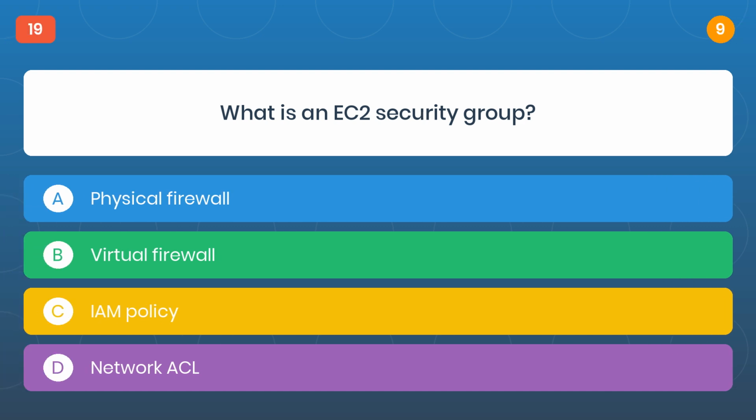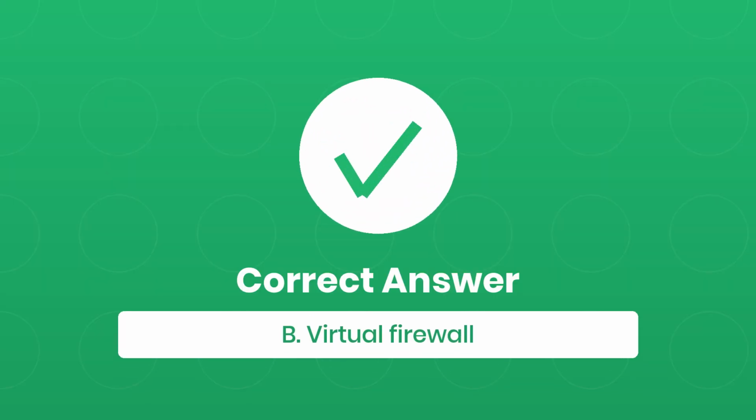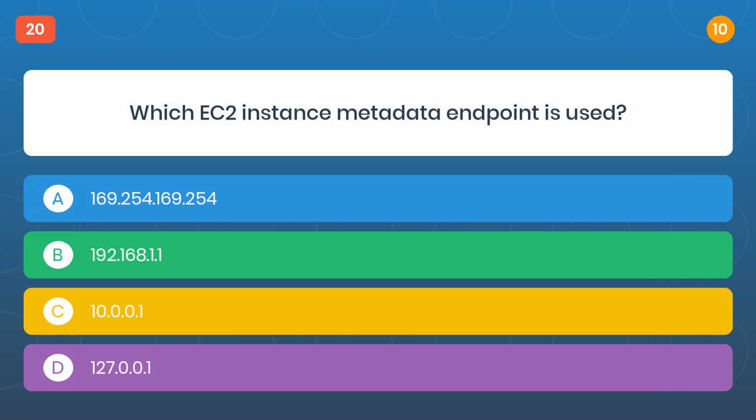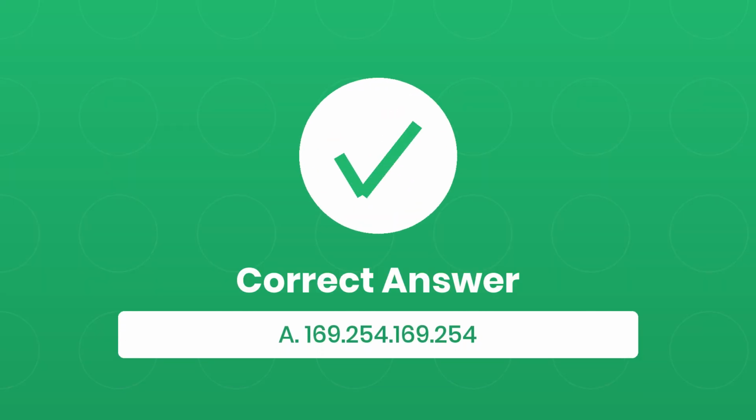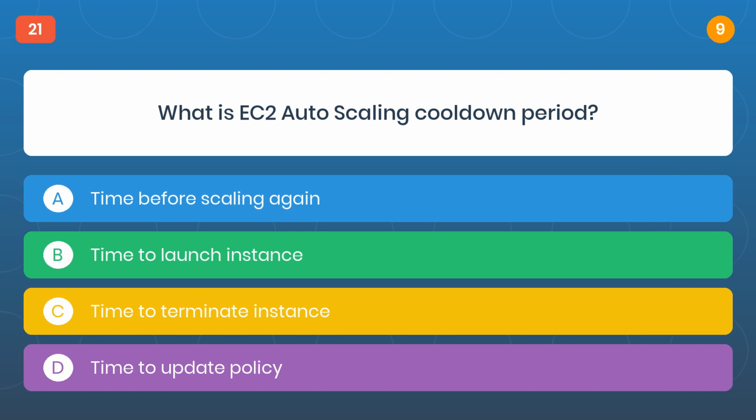Question 19. What is an EC2 security group? The correct answer is B. Virtual firewall. Question 20. Which EC2 instance metadata endpoint is used? The correct answer is A, 169.254.169.254. Question 21. What is EC2 auto-scaling cooldown period?